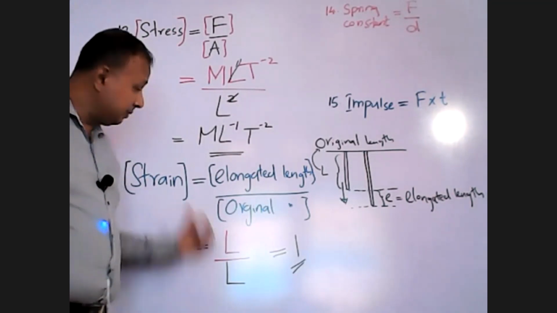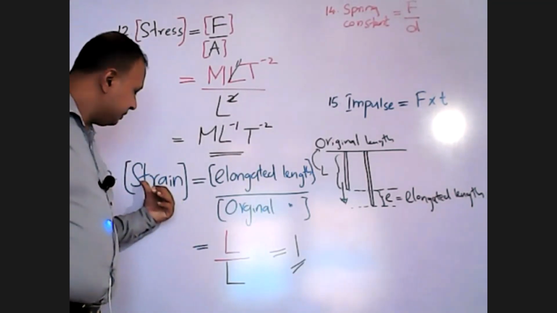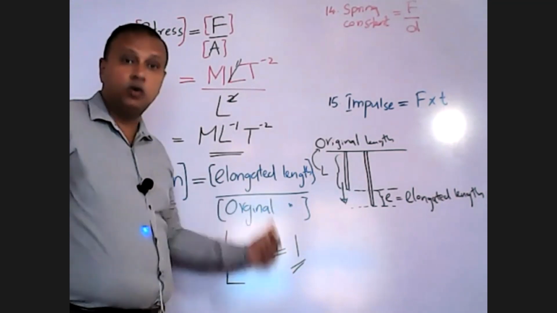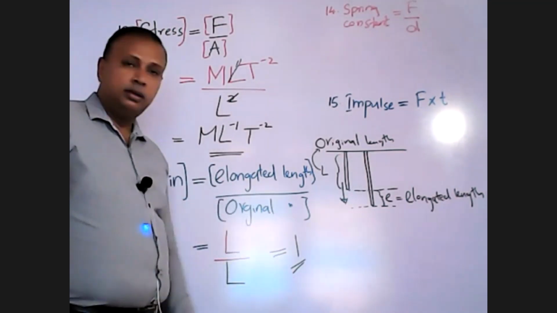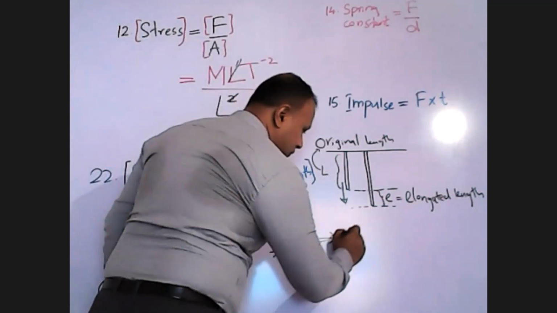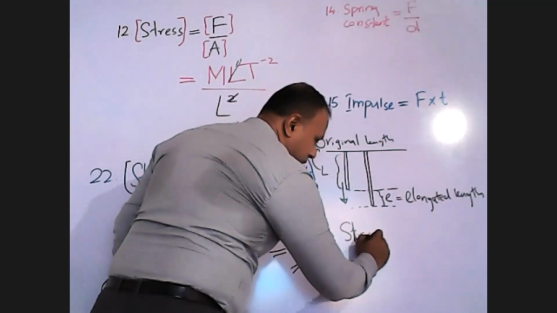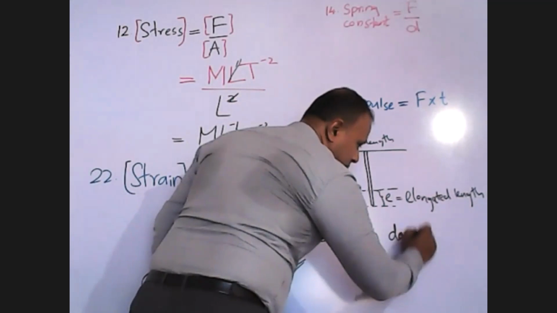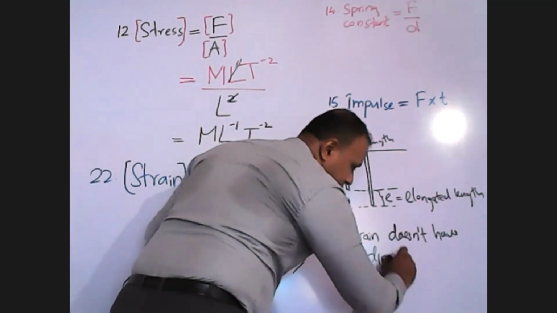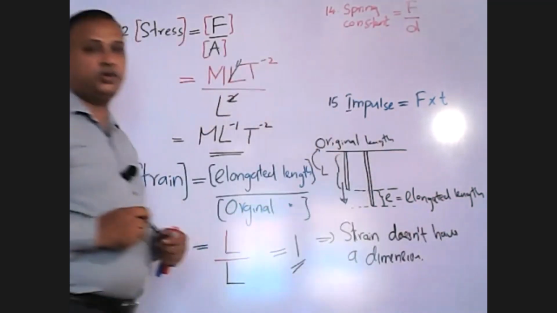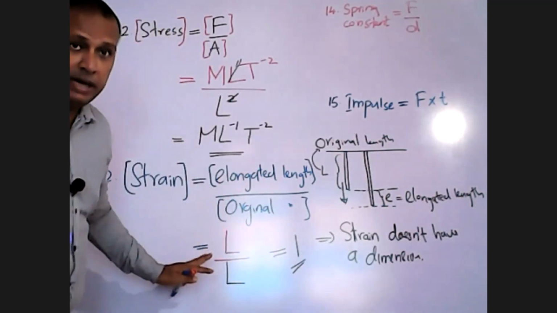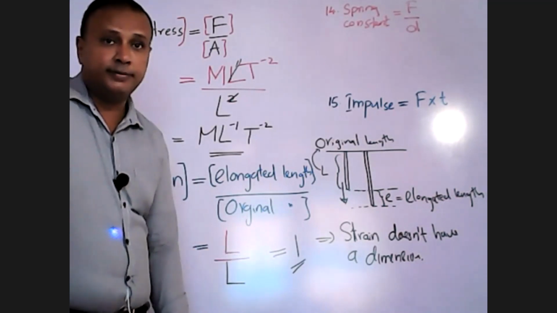So strain does not have a dimension. We can write the dimension of strain is equal to 1. That means strain does not have a dimension. Do you understand this one? Very important one.